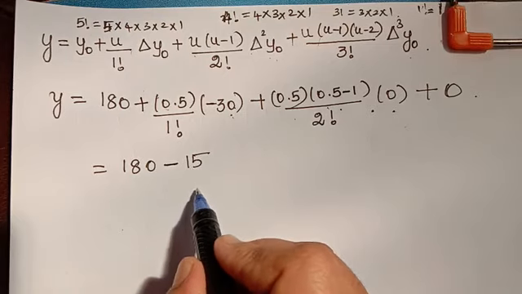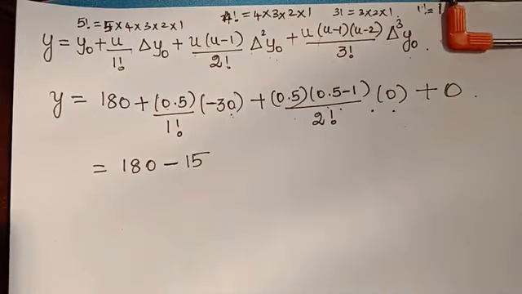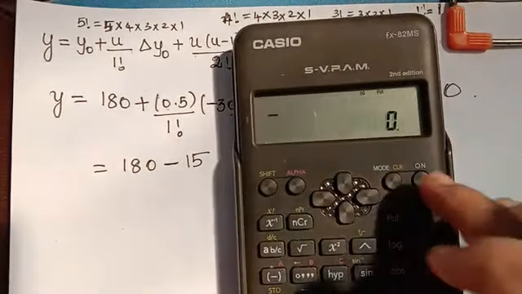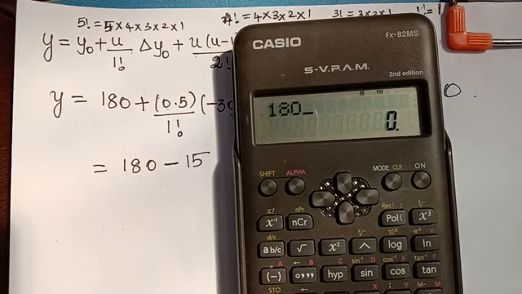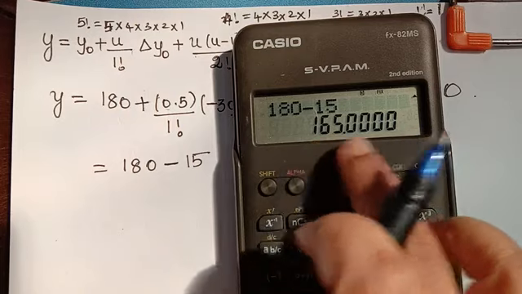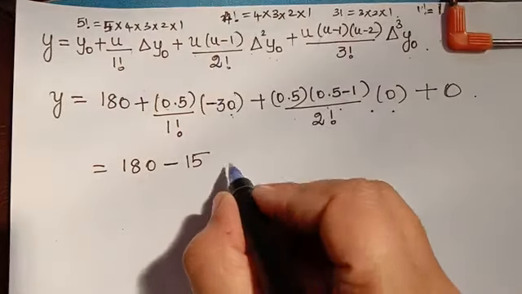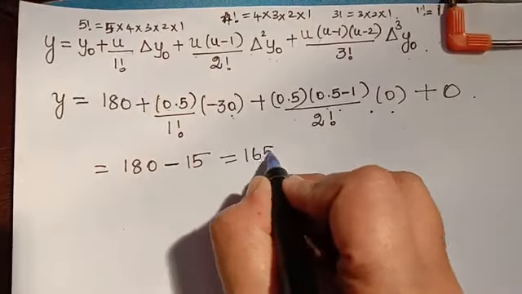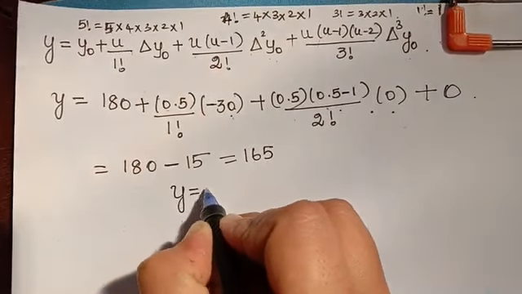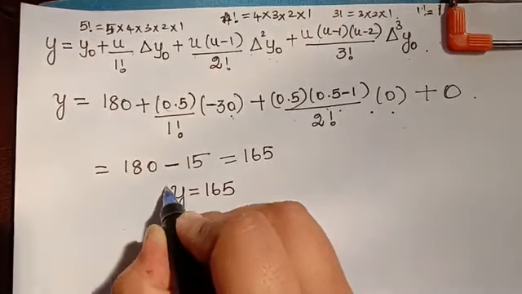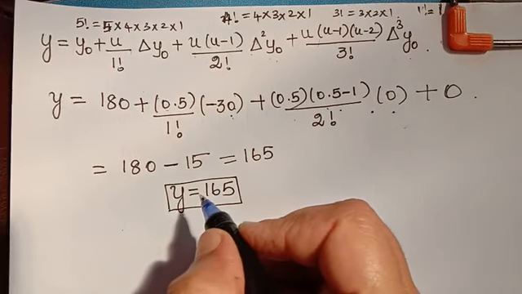So any number divided by 1 is the same only. Then next we have 180 minus 15. We subtract it, and the answer we get is 165. Therefore the value of y is equal to 165.